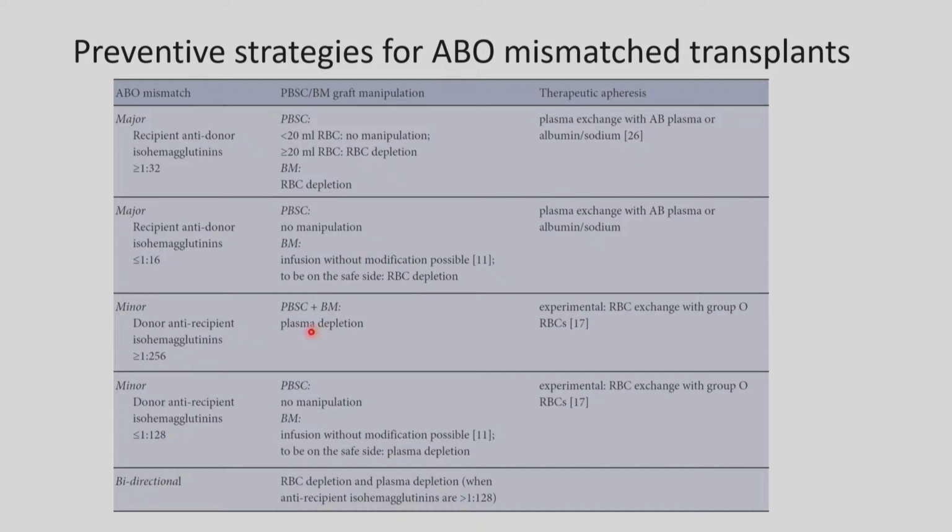If you're dealing with a minor mismatch, you have antibodies against the donor. If the antibody titer ratio is more than 1:256, you need to do plasma depletion of the bone marrow or peripheral blood stem cells. But if you have titers of less than 1:128, there is no need of manipulation for the peripheral blood stem cells. For marrow, you can do it or you cannot. Sometimes you can avoid it. But if you're dealing with a bidirectional mismatch, then you need to do RBC and plasma depletion if the titers are more than 1:128.